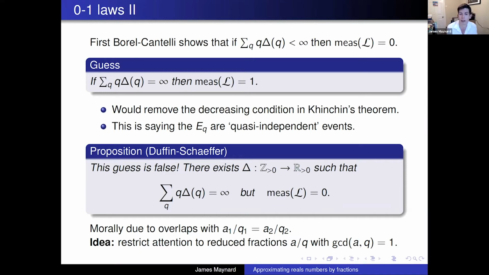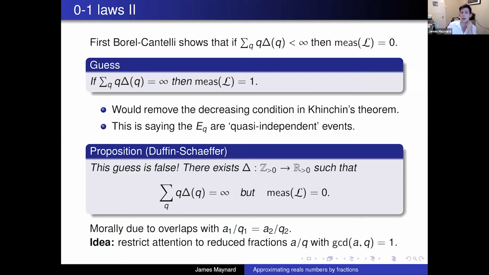So it's just the elementary fact that 1 over 2 is the same as 2 over 4 is the same as 3 over 6 allows you to construct special functions where these sets of short intervals pile up and overlap on one another a lot. And so there's a very small set of real numbers that have a huge number of good approximations, but then almost all real numbers only have finitely many good approximations.